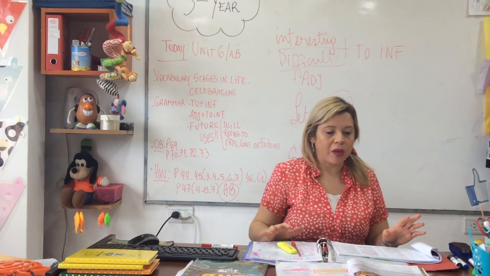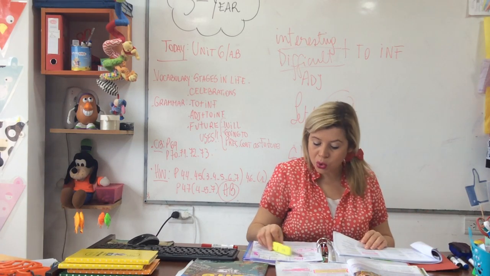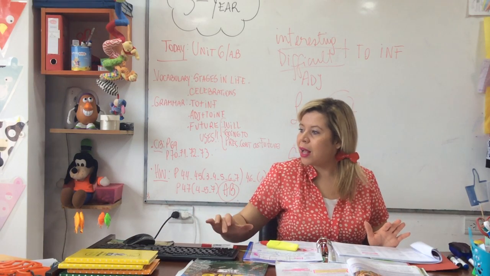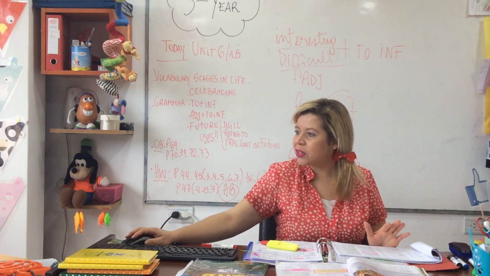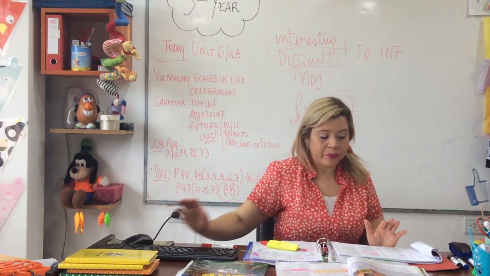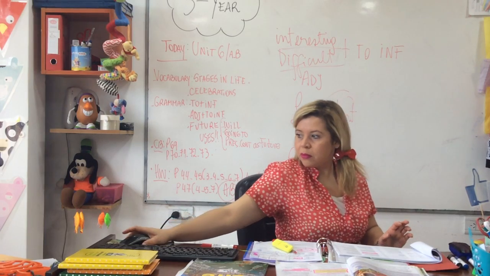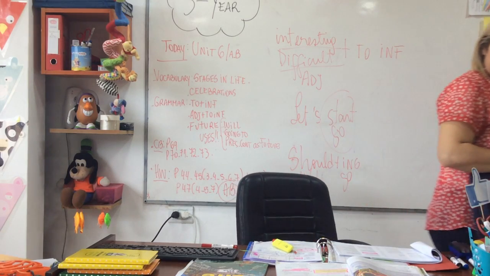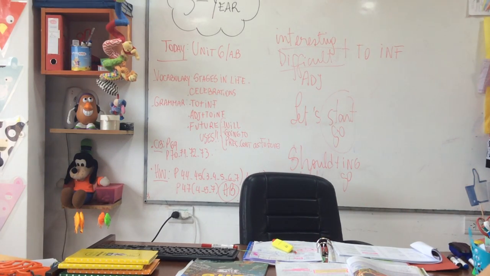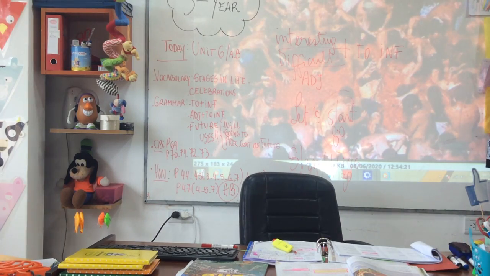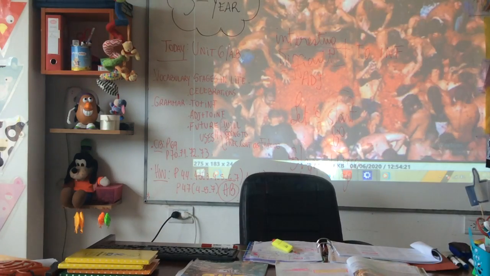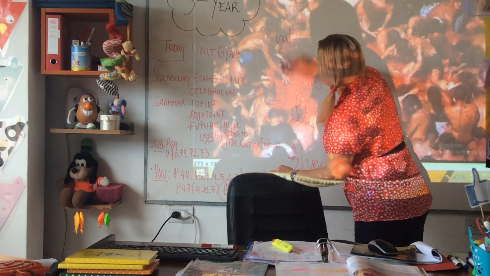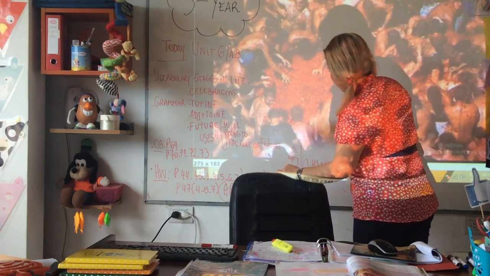Good, so this is for the talking part. So I want you to go to pages 72 and 73. But first of all, I will show you some pictures. I want you to look at the picture, and then we're going to move to the activities in the book. So, what can you see there? Well, you can see a lot of people there. And what is happening in this picture?